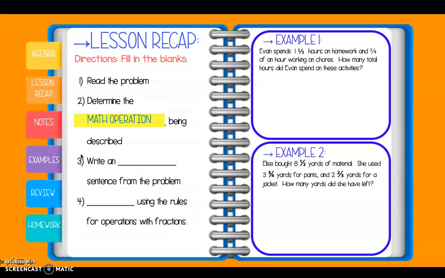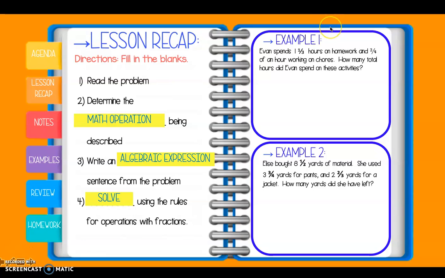Okay, then next you're going to write an algebraic expression or an algebraic sentence from the problem. So that's just your math problem. And then last but not least, you're going to solve using the operations with fractions rules. So let's take a look at this first example here.